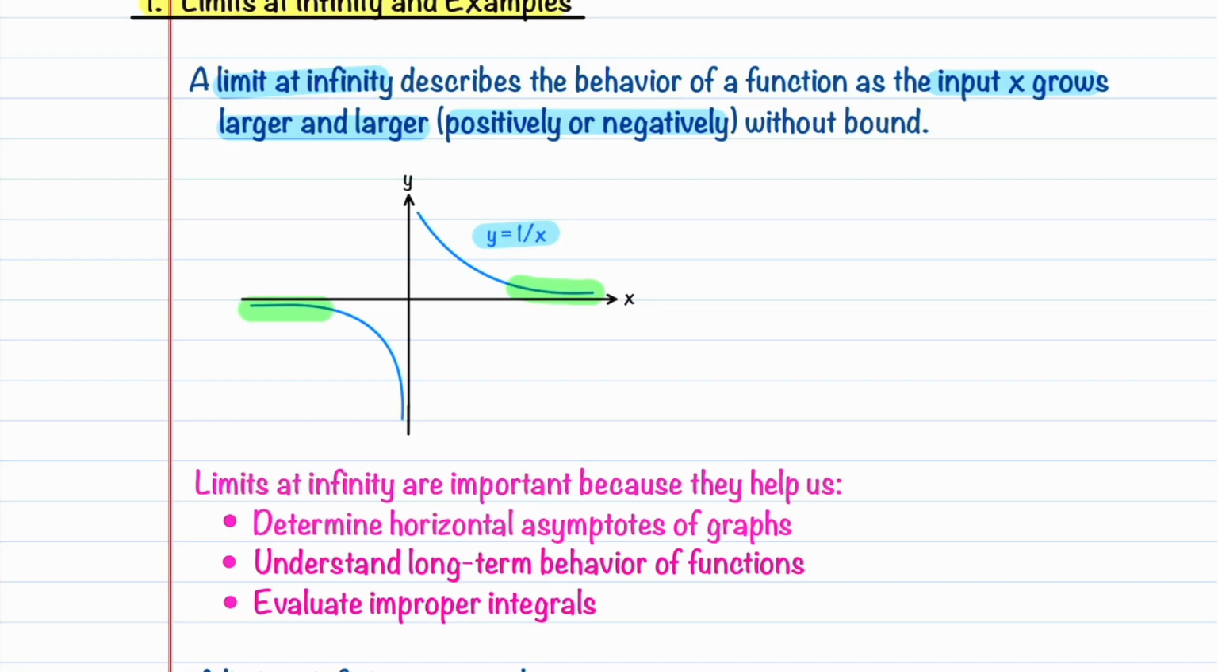Limits at infinity are really important because they determine horizontal asymptotes of graphs. If we look back up at this graph, this function has a horizontal asymptote y is equal to 0, and we can find that asymptote by looking at the limits at infinity. Limits at infinity are also important for understanding long-term behavior of functions and for evaluating improper integrals. Improper integrals are typically covered in a Calculus 2 course.